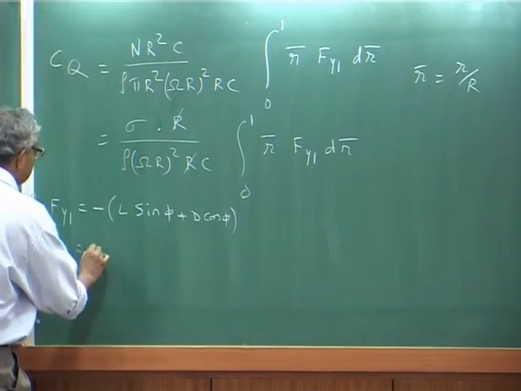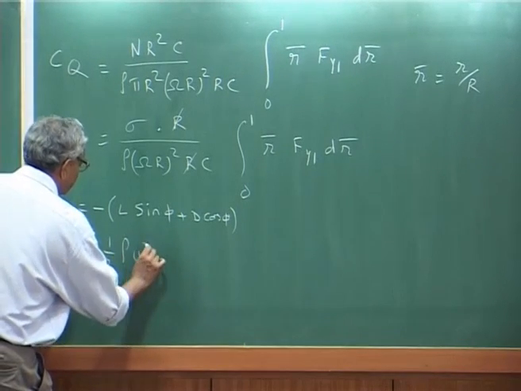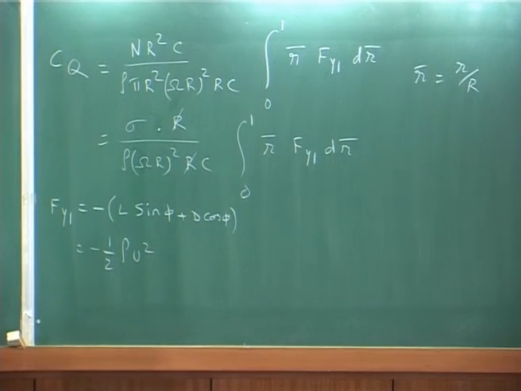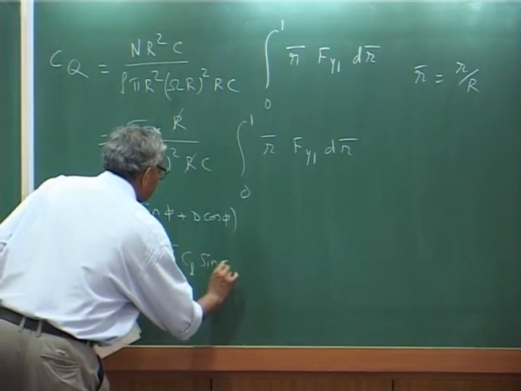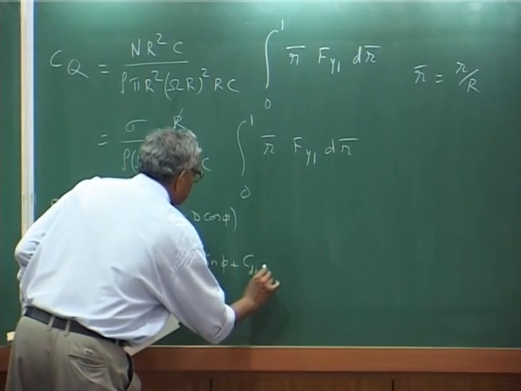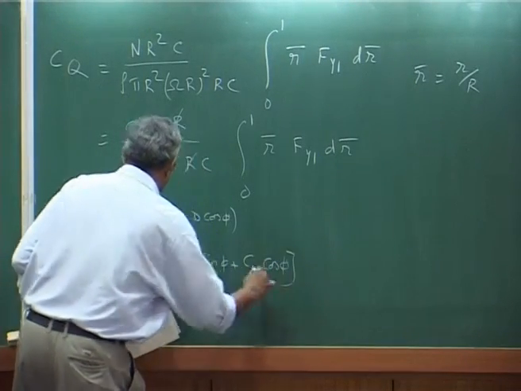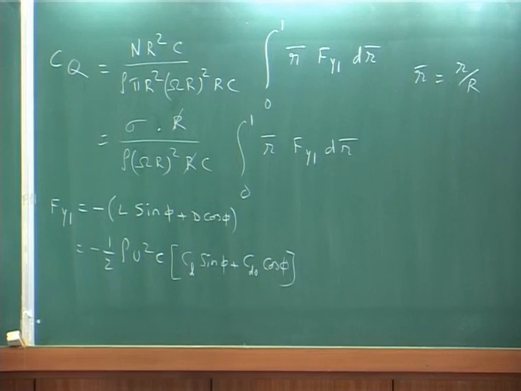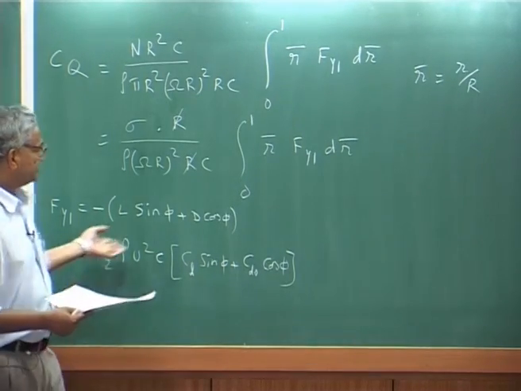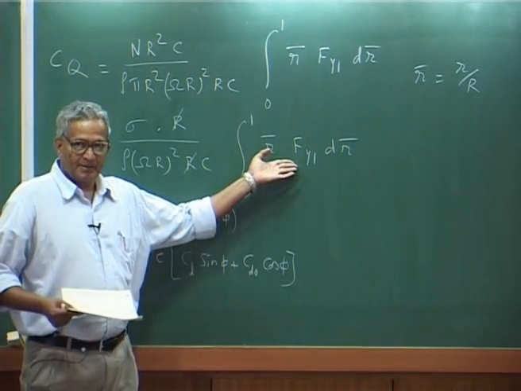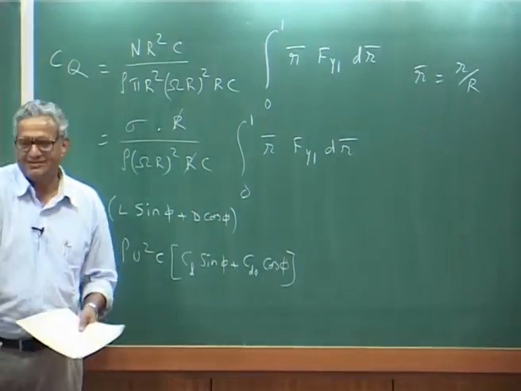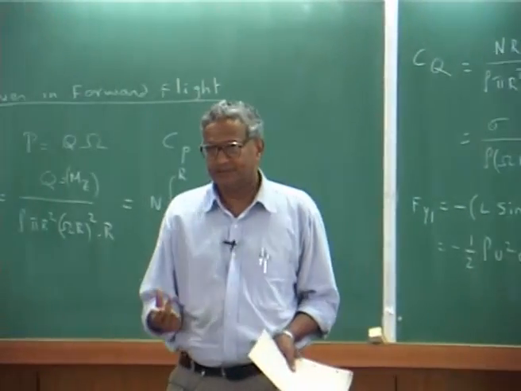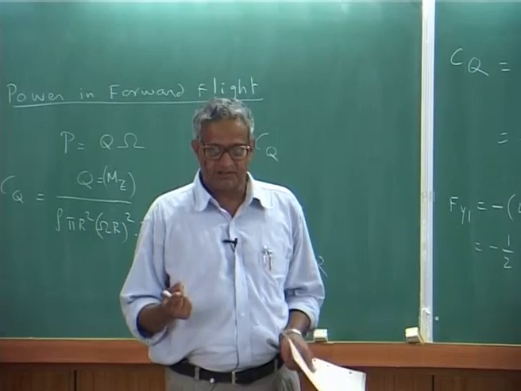And you know lift you have written as half rho u square C, C L sin phi plus C d 0 cosine phi. Okay. But what we will do is we will substitute this term directly here, but the minus sign essentially represents that the torque is in the clockwise direction.